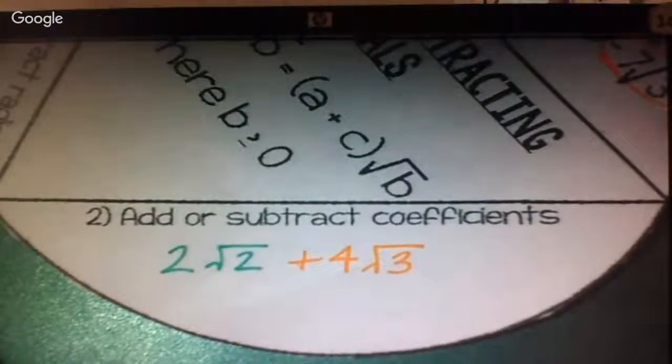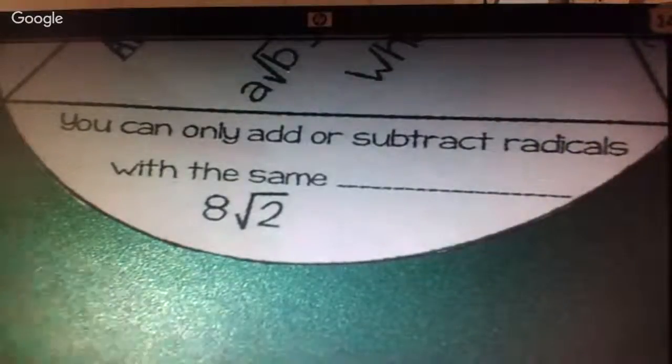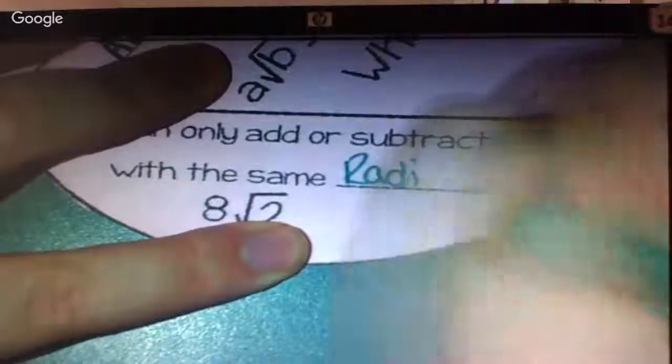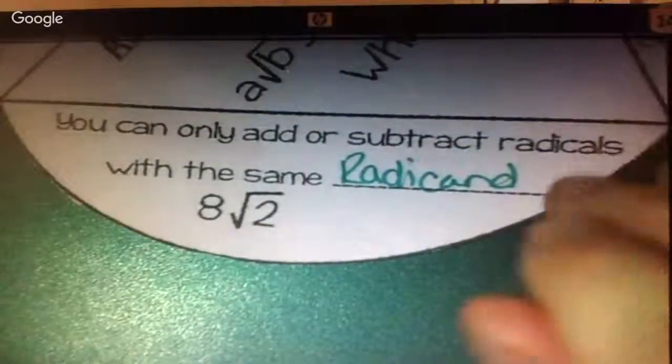It becomes difficult when you have to simplify, because then there are extra steps that you have to throw in. Your last blank for this bottom part: you can only add or subtract radicals with the same radicand. Radicand. Don't say eradicate.